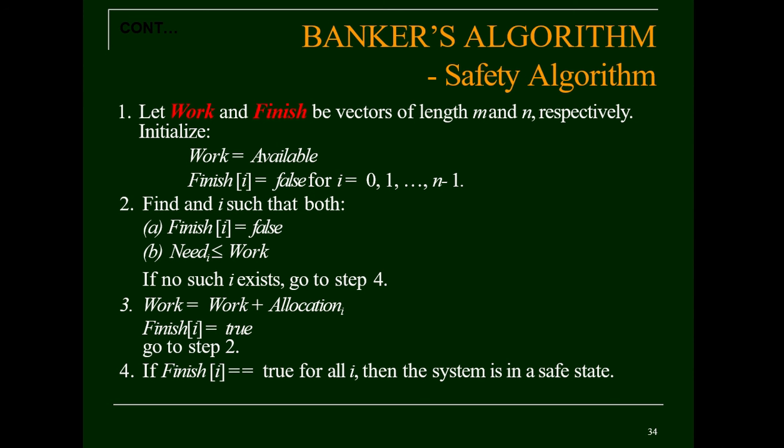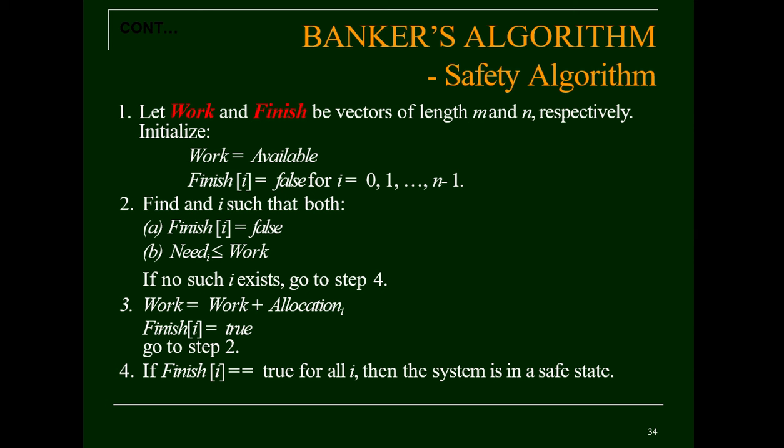So let's work and finish with the vectors of length m and n respectively. This is the safety algorithm. First of all, initialize work equals to available and finish equals to false for i equals to 0, 1 up to n minus 1. Then find an i such that both finish of i equals to false and need is less than or equal to work. Need should always be less than or equal to the work.